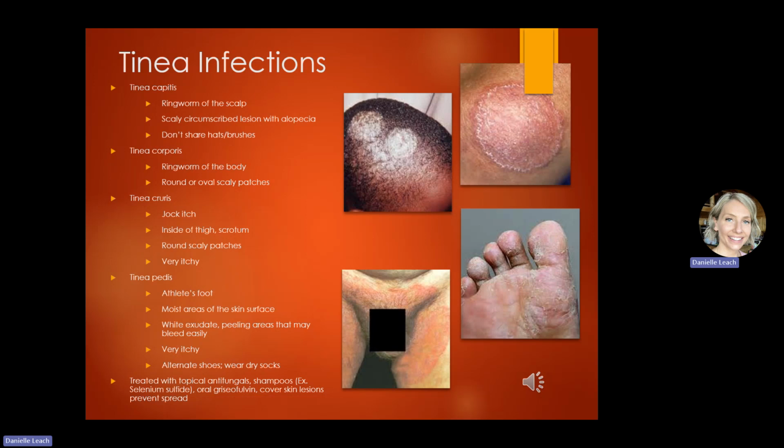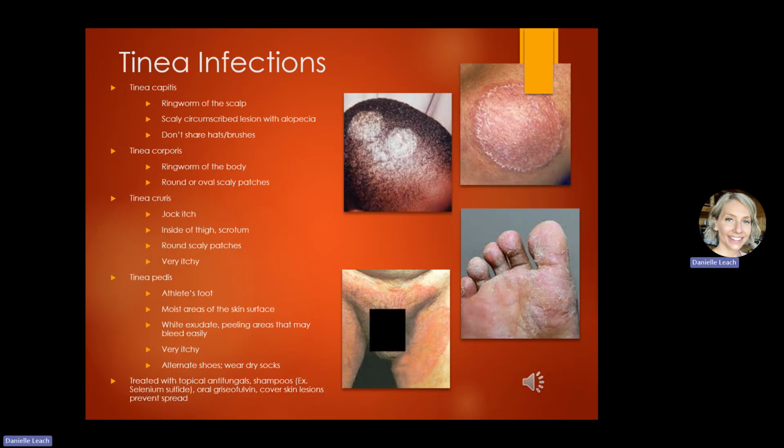Tinea pedis, also just called athlete's foot, pedis meaning foot. So the fungus grows in moist areas of the skin on the person's foot, called athlete's foot because if you think about people's feet sweating in their shoes and in their socks, and it's staying really moist in there for a long period of time.